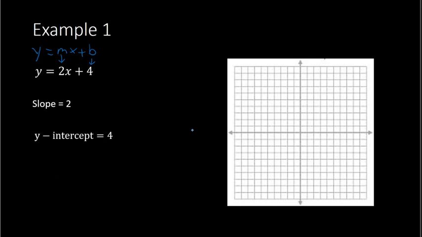Now what does that mean graphically? Well, the y-intercept is where it crosses the y-axis. So this vertical line is your y-axis, and it's going to cross at 4, which would be right up here.